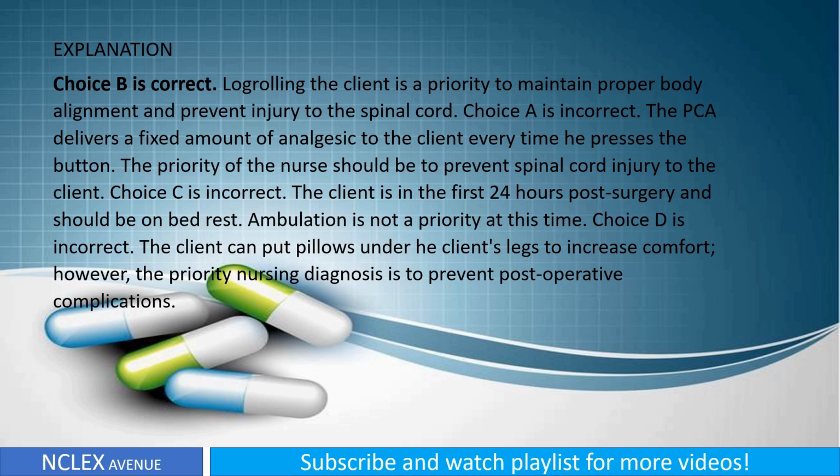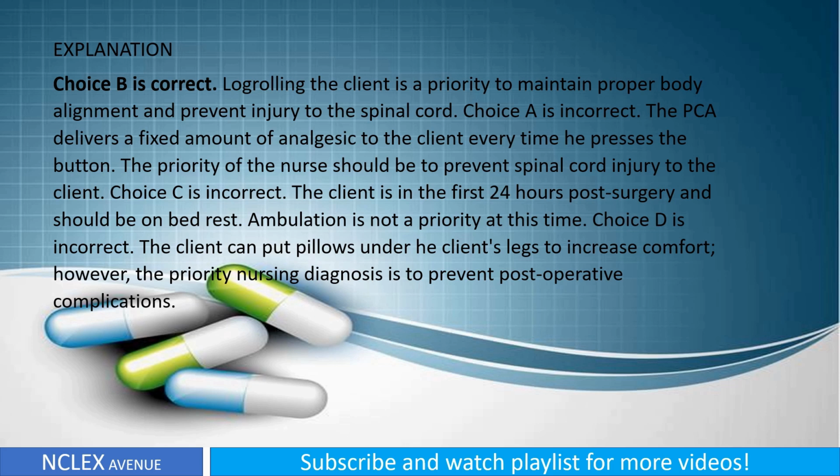Explanation. Choice B is correct. Log-rolling the client is a priority to maintain proper body alignment and prevent injury to the spinal cord. Choice A is incorrect. The pump delivers a fixed amount of analgesic to the client every time he presses the button. The priority of the nurse should be to prevent spinal cord injury to the client.